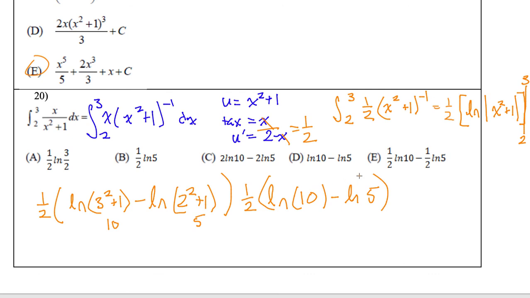And do we see that? Half natural log of 10, half natural log of 5. Yeah, there it is, E. And that concludes our pretest.